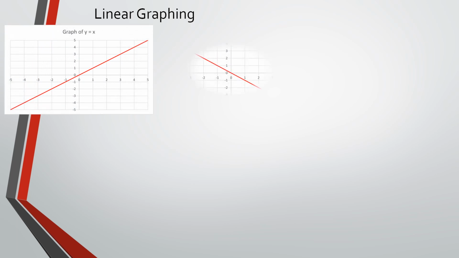We have two graphs that will come up, and we have the graph of y equals x. So at every value, when x is 1, y is 1. When x is minus 1, y is minus 1, and so on and so forth.